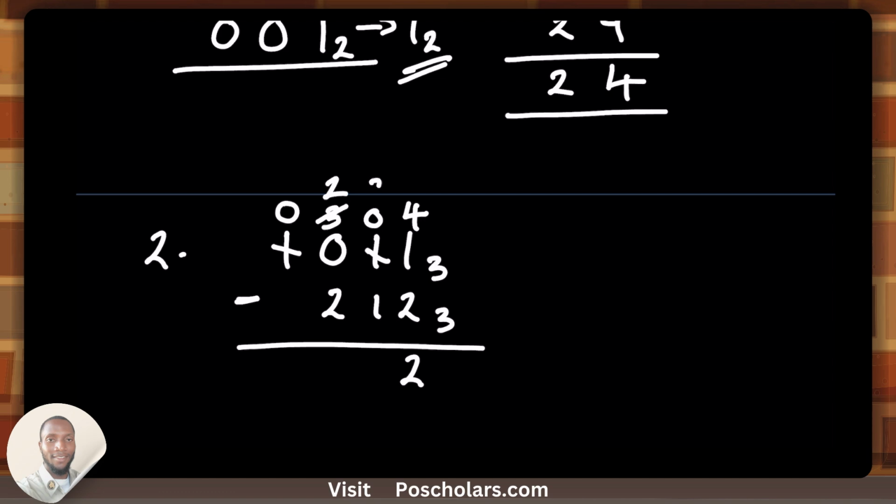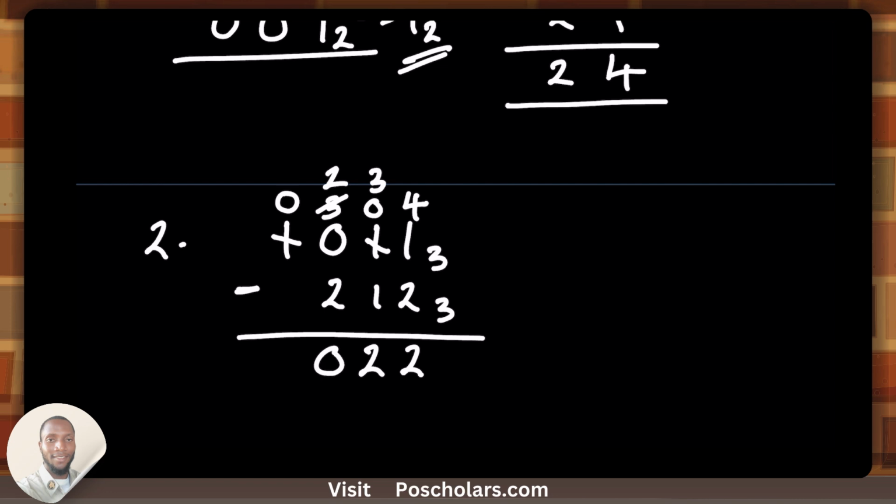Now you can say 3 minus 1, which gives what? 2. Then 2 minus 2 gives what? 0. And 0 minus nothing gives what? 0. All in base what? 3. This is the final answer, and it can also be written as 22 base 3. Remember, the 2 zeros here are actually insignificant. Question 3.